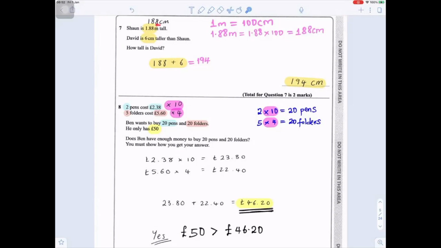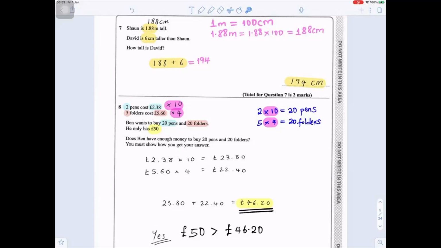But we need to change the 1.88 meters to centimeters. So we know 1 meter is equal to 100 centimeters. So 1.88 meters is equal to 1.88 times 100, which will give you 188 centimeters. So you add 188 plus 6 centimeters, it gives you 194. So we have to make them in the same units, in centimeters, 6 centimeters and 188 centimeters, and then we can add them up. So it gives you 194 centimeters. Question number 8.